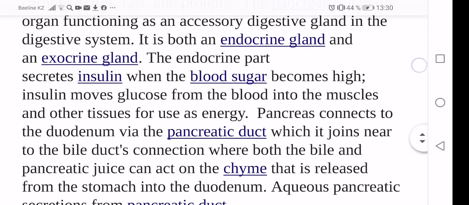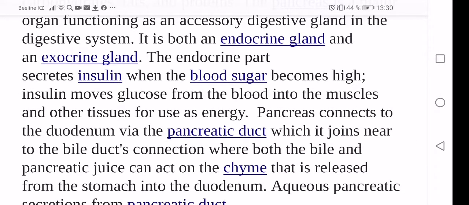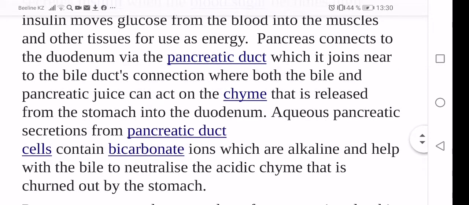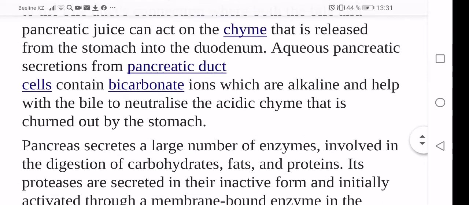It is both an endocrine gland and exocrine gland. The endocrine part secretes insulin when the blood sugar becomes high. Insulin moves glucose from the blood into the muscles and other tissue for use as energy. The pancreas connects to the duodenum via the pancreatic duct, which is joined near to the bile duct's connection, where both the bile and pancreatic juice can act on the chyme that is released from the stomach into the duodenum.